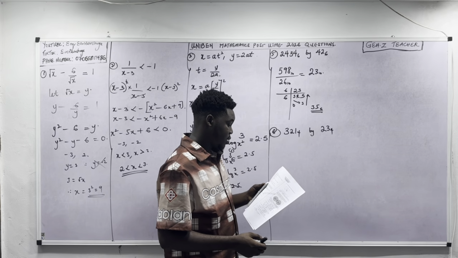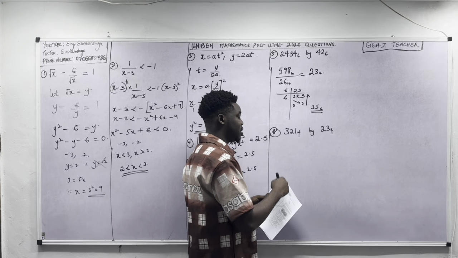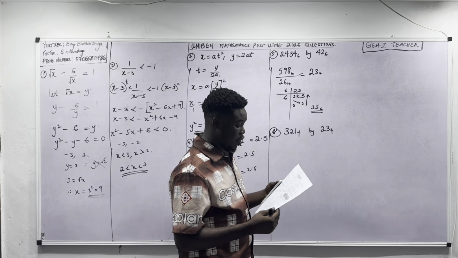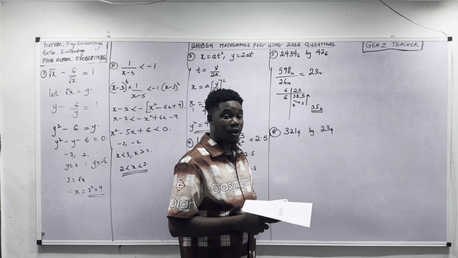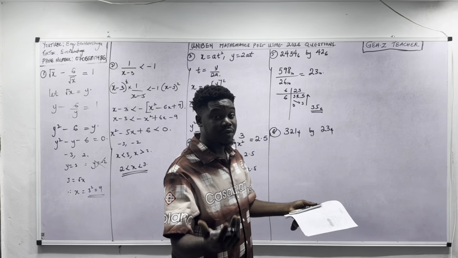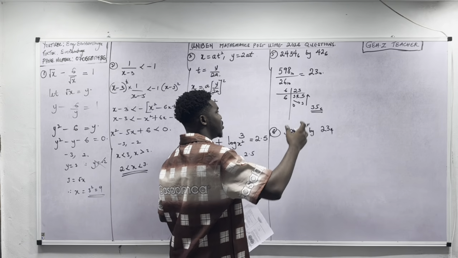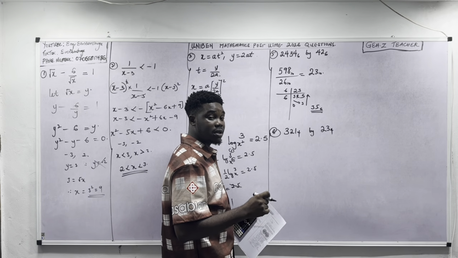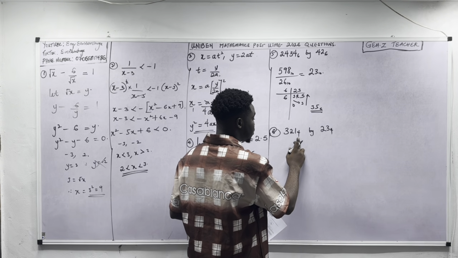Number 6 says if 321 base 4 is divided by 23 base 4, it leaves a remainder r. What is the value of r? So quickly, let's convert again to base 10 and divide to find the remainder. Now, what I taught you from number 5, apply the same pattern for number 6. So we're going to say 3 times 4 is 12.